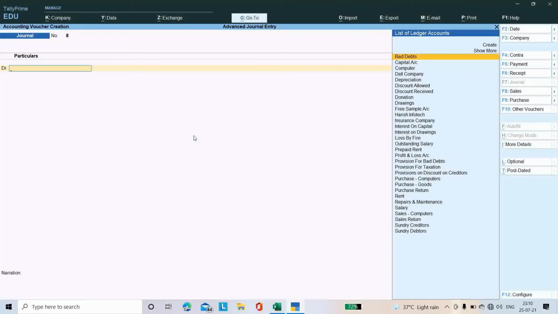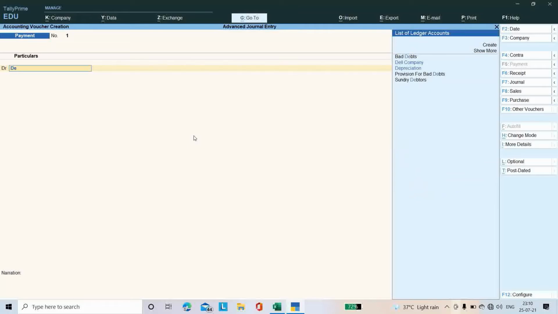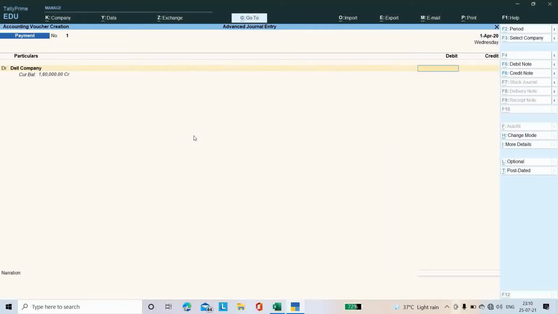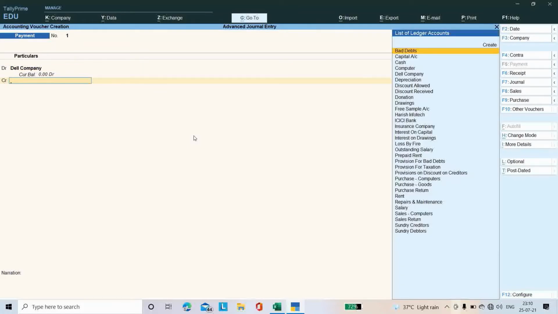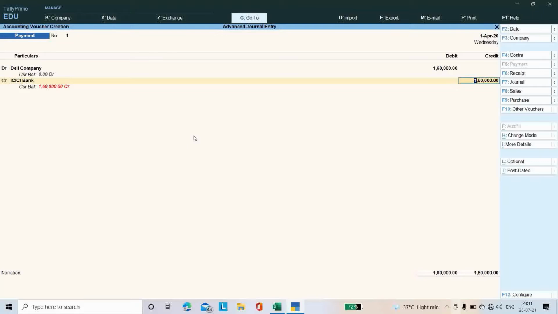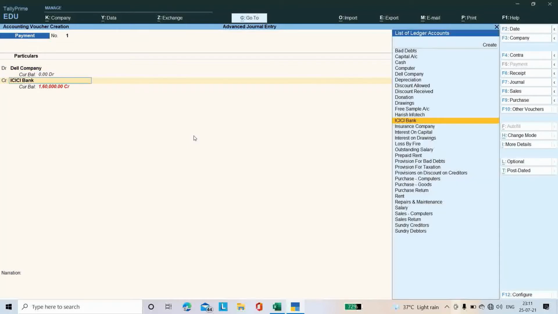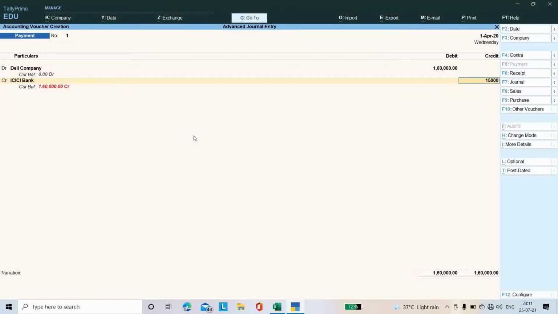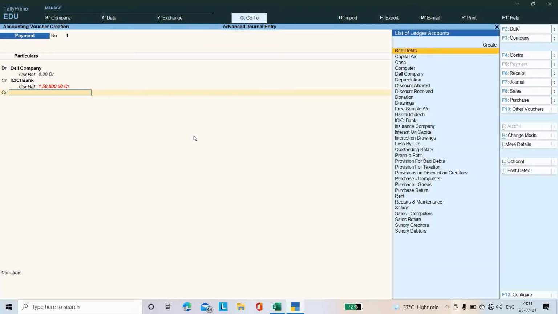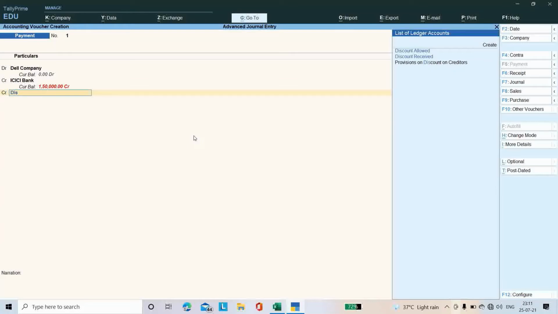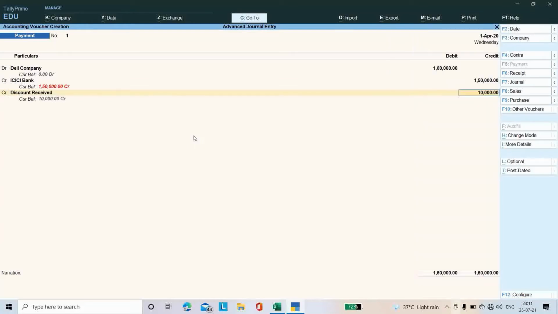This you have to enter in payment voucher. Shortcut key is F5. So debit is Dell company. How much? 1,60,000. The credit ICICI Bank 1,50,000. Next credit is discount received rupees 10,000.